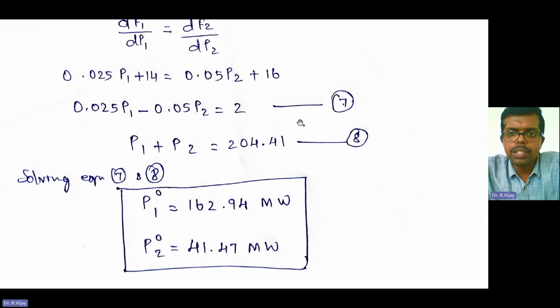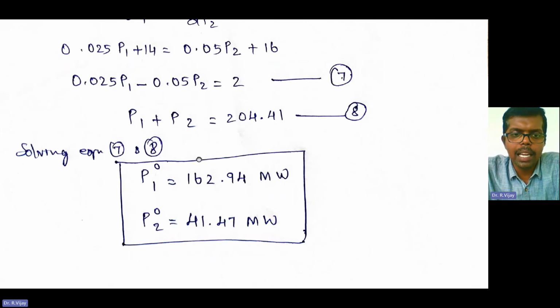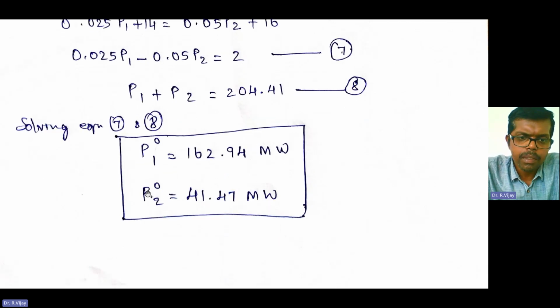So you need to solve these two equations and calculate P1 and P2. Here we are taking P1 naught and P2 naught, that is, initial values. So while calculating, we are getting P1 as 162.94 megawatt. Similarly, P2 we are getting as 41.47 megawatt. So you just tell in the comments whether you got the same answer or any different answer.